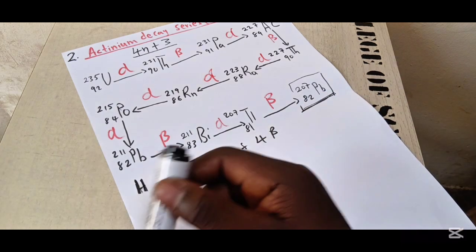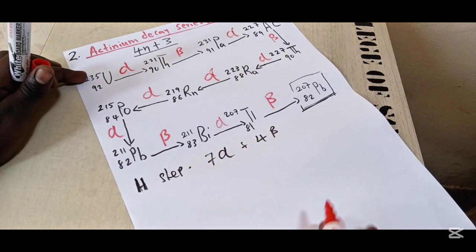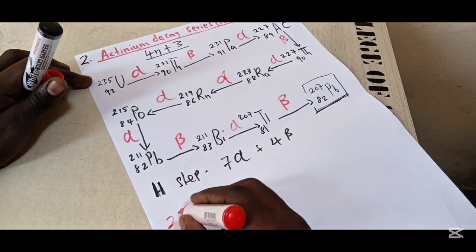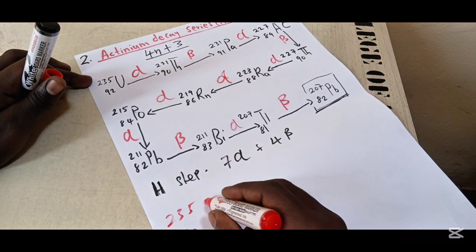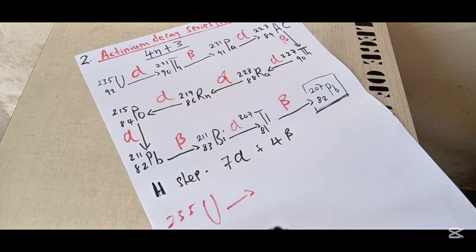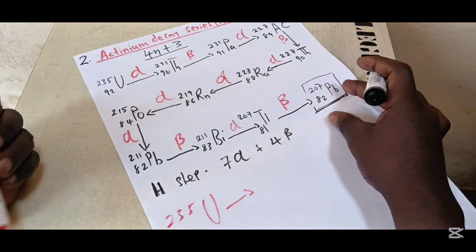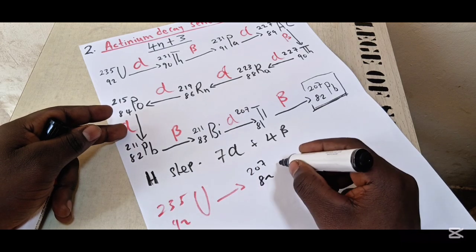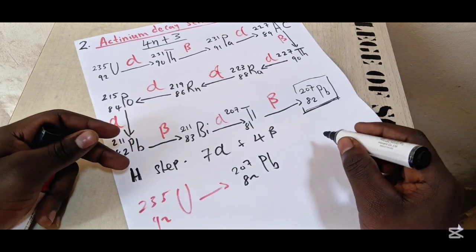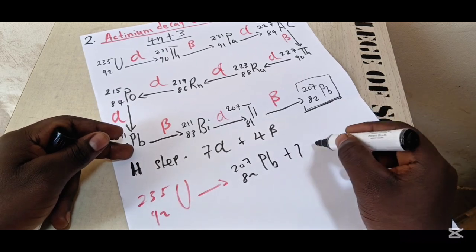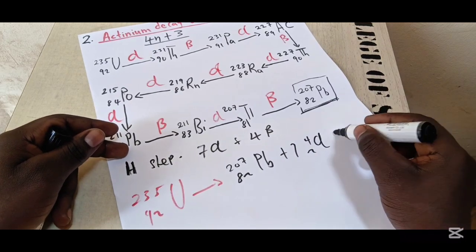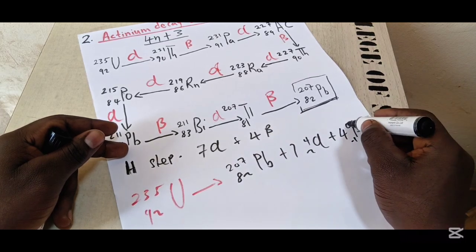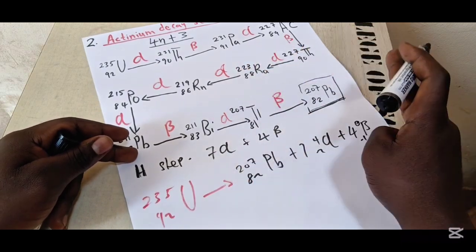And now we know that our starting material is uranium-235, with atomic number 92, giving us, after our total, the stable nuclide, which is 207 lead, with atomic number 82. How many alpha particles are involved? We have 7 alpha particles plus 4 beta particles. So this is the net reaction, the net equation for the actinium decay series.